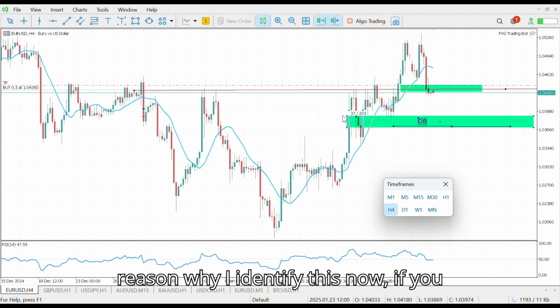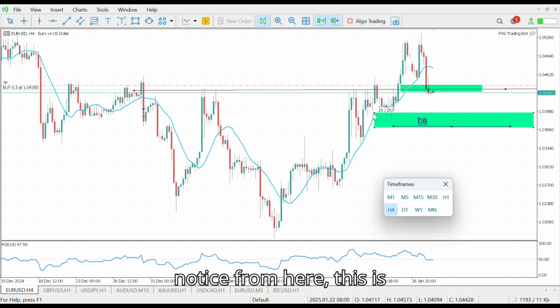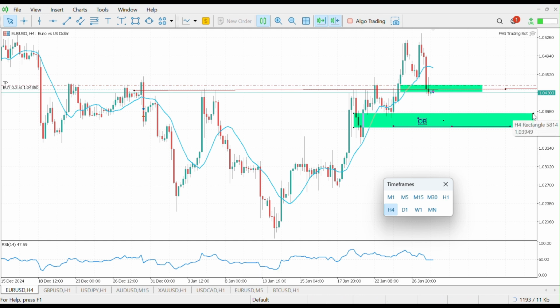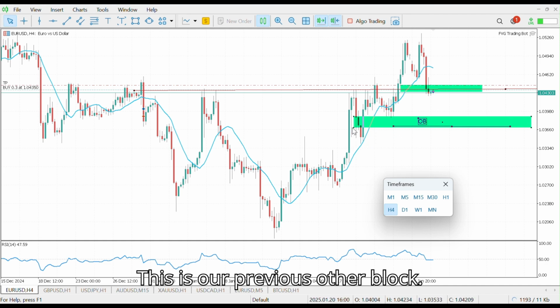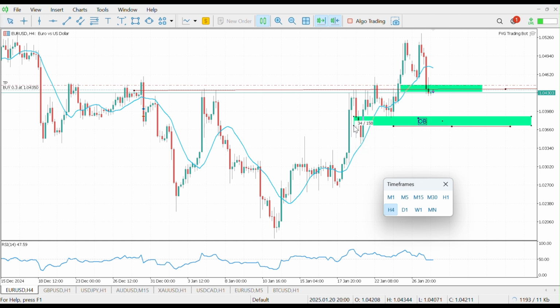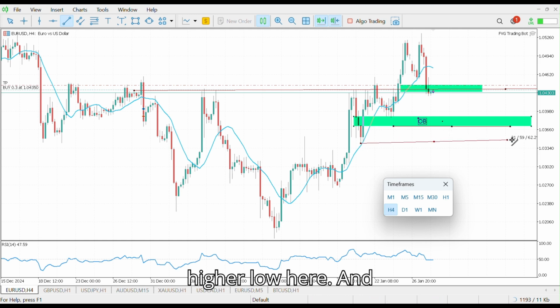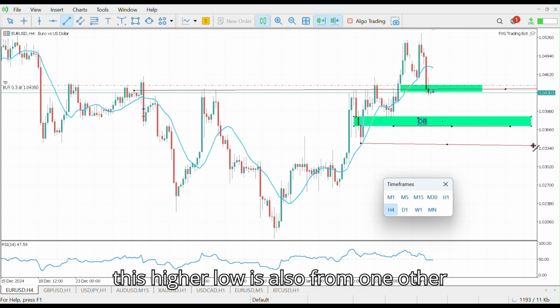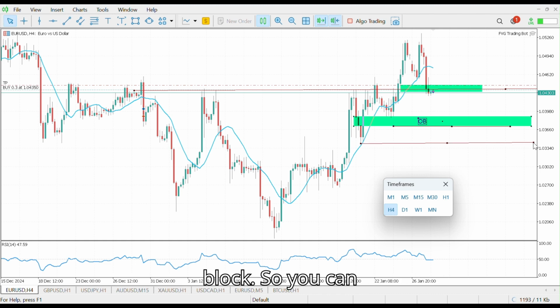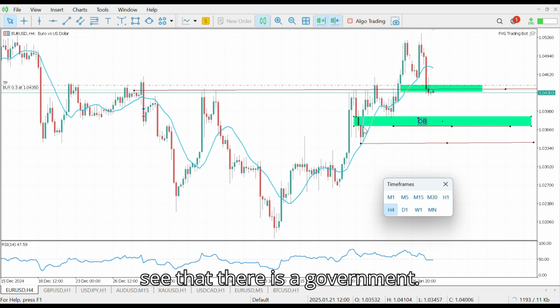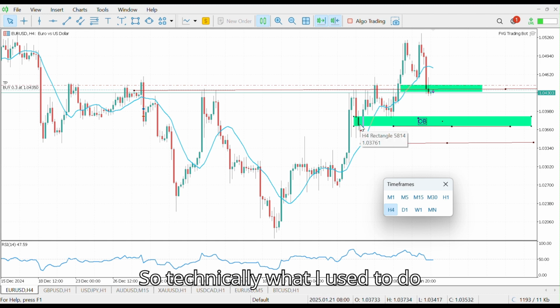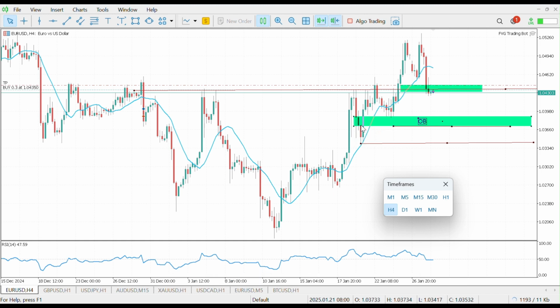And the reason why I identify this is, if you notice from here, this is our previous order block. Here we have another higher low, and this higher low is also from an order block. So you can see that there is an engulfing. So technically what I use to identify this is from the break of the previous candle.